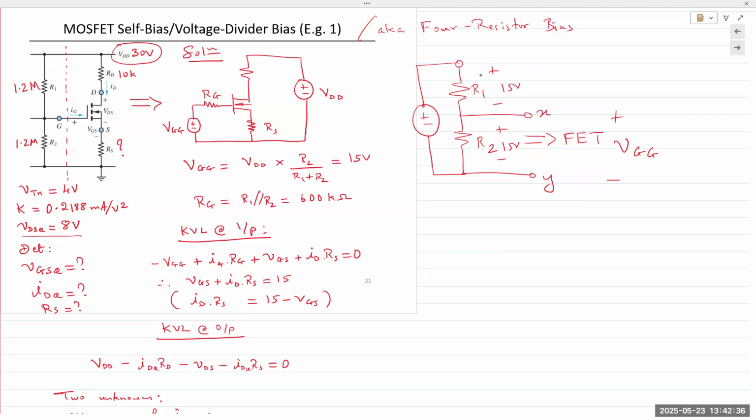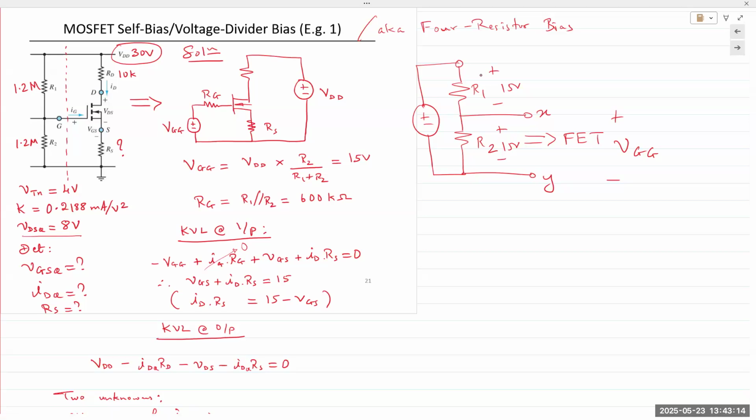All right, so we apply KVL at the input. We obtain minus VGG plus IGRG plus VGS plus ID times RS equal to 0. However, as we just noted a few seconds earlier, IG goes to 0, right? VGG is 15 volts. And so the circuit can be reduced to VGS plus IDRS is equal to 15. Okay. So VGS plus IDRS is equal to 15.